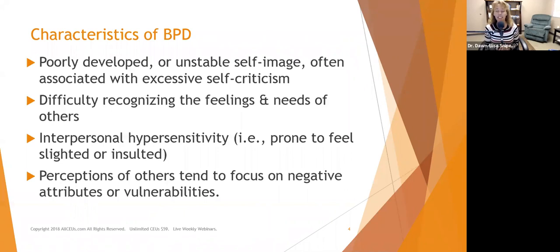Difficulty recognizing the feelings and needs of others. Okay, well, so that's part of borderline. When people are in their addiction, a lot of times they are doing the best they can to survive, and they're doing that by numbing their own feelings and pain. They can't take on other people's feelings and needs at this point because they're struggling to survive on their own.